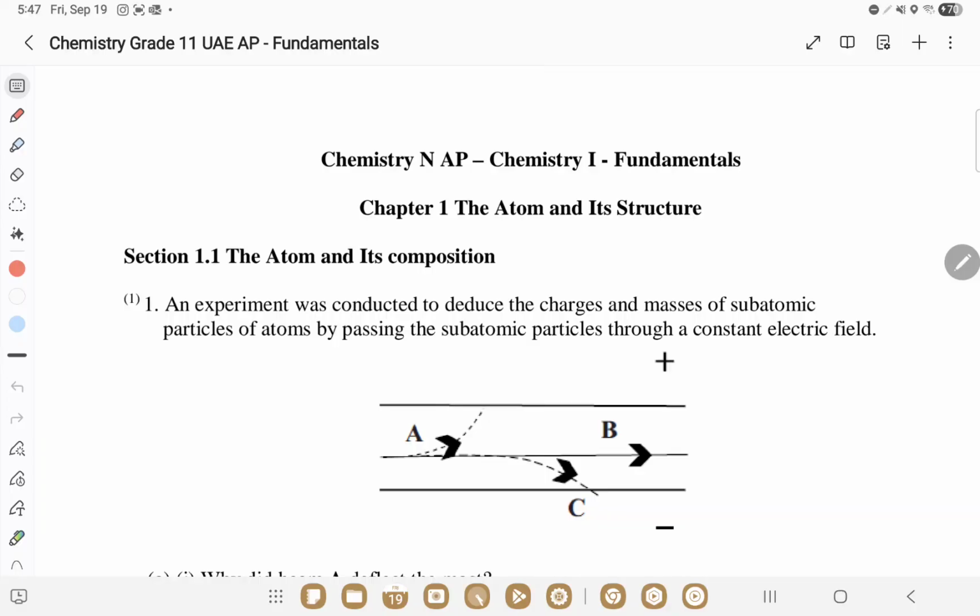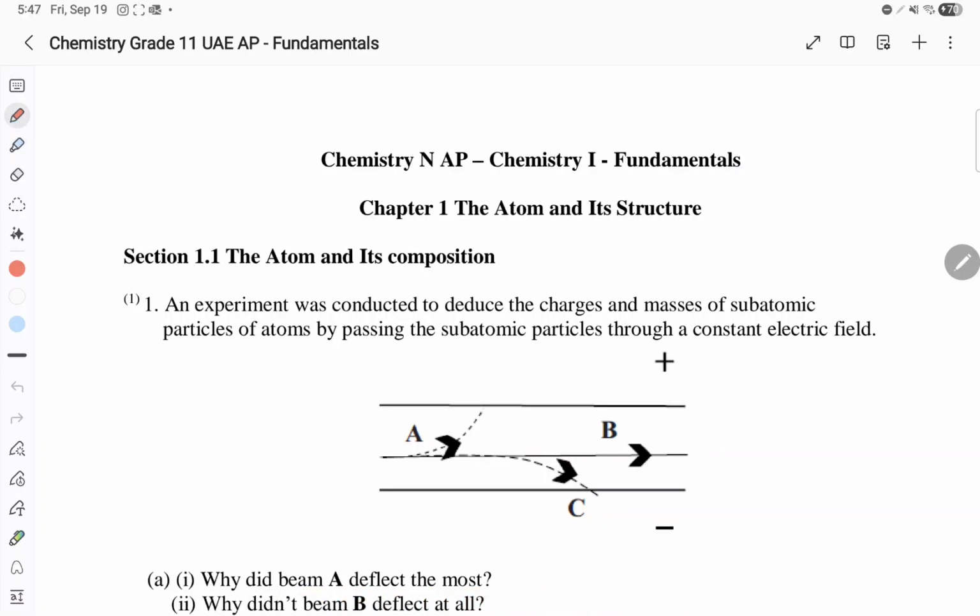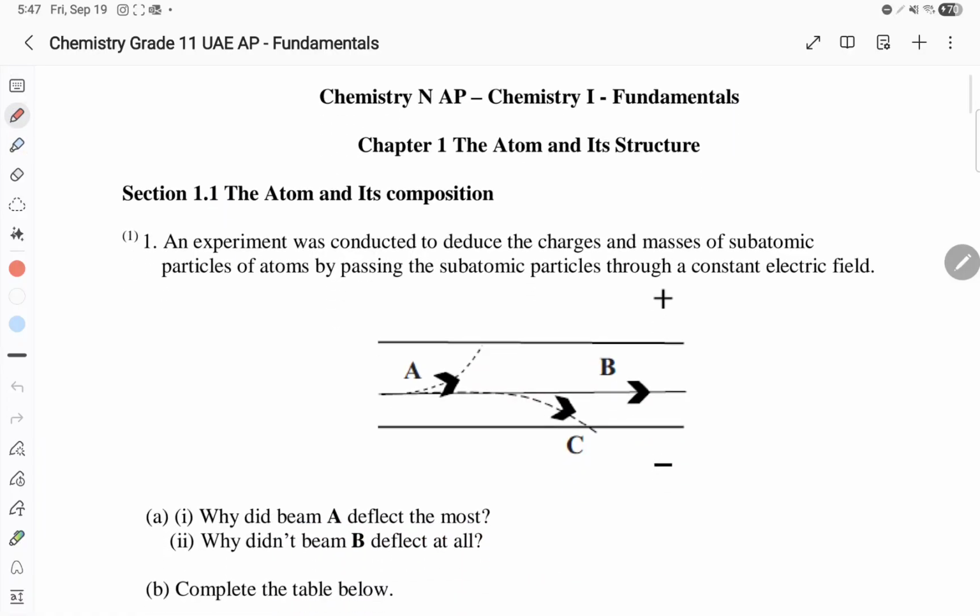You should do AP Classroom past paper questions for the written part especially. Anyways, let's start. So, an experiment was conducted to deduce the charges and mass of subatomic particles of atoms by passing the subatomic particles through a constant electric field. Why did beam A deflect the most?